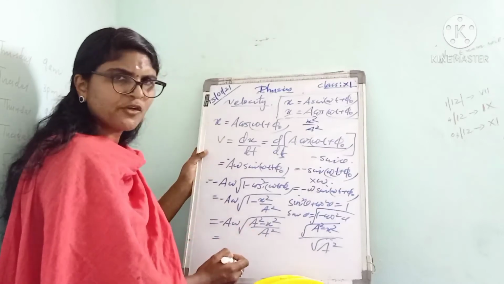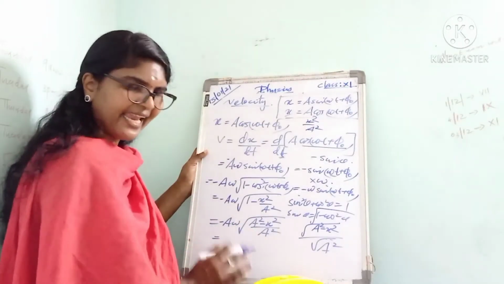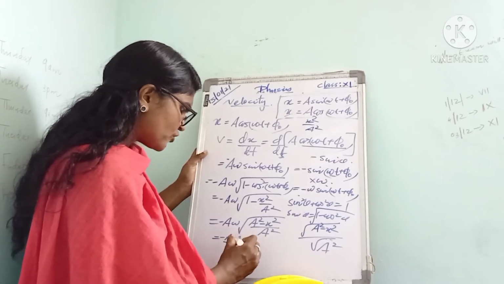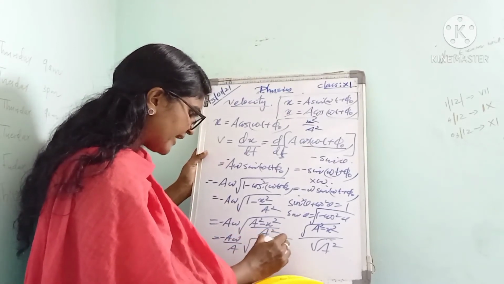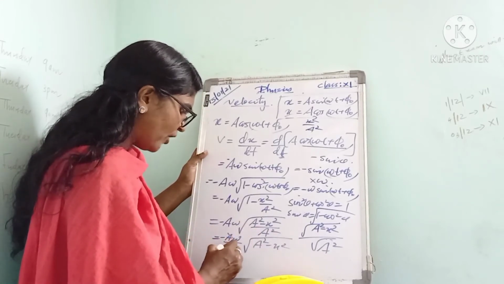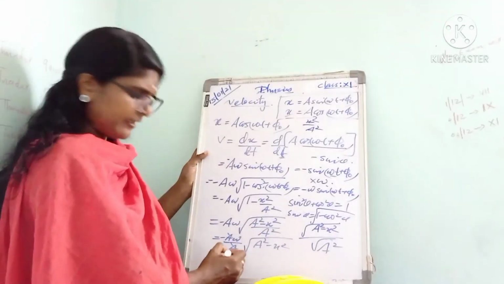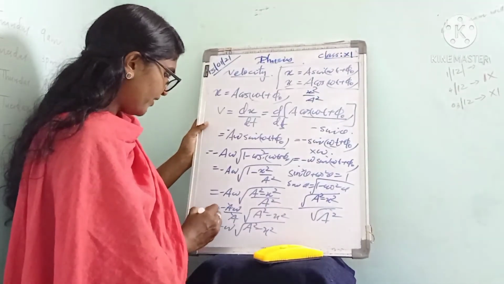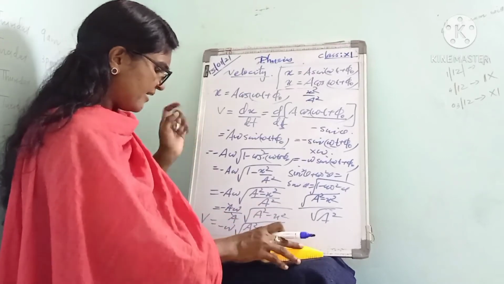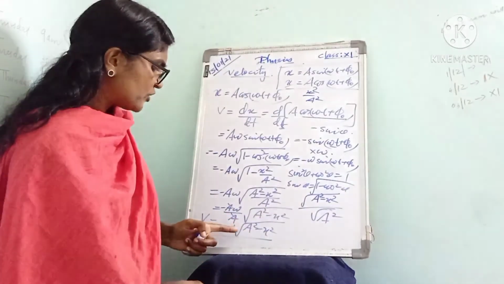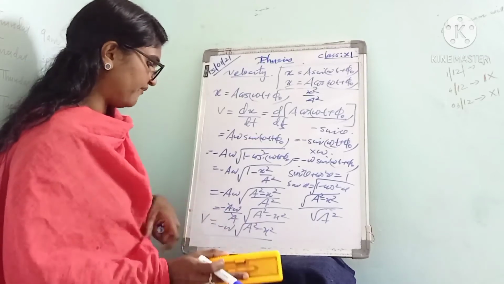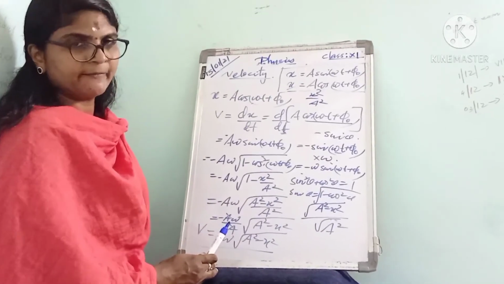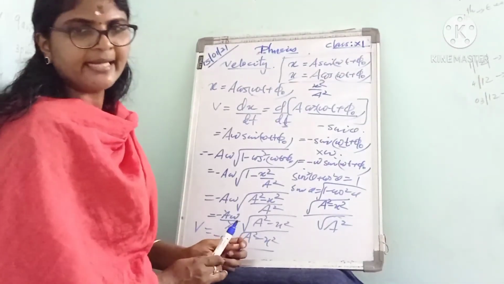You know what is root a² actually? Root a² is a. Okay, so minus aω by a square root of what? a² minus x². This a cancels and we got minus ω. Here what? Minus ω square root of a² minus x². So we got the value of velocity as v is equal to minus ω square root of a² minus x². v is equal to minus ω square root of a² minus x².